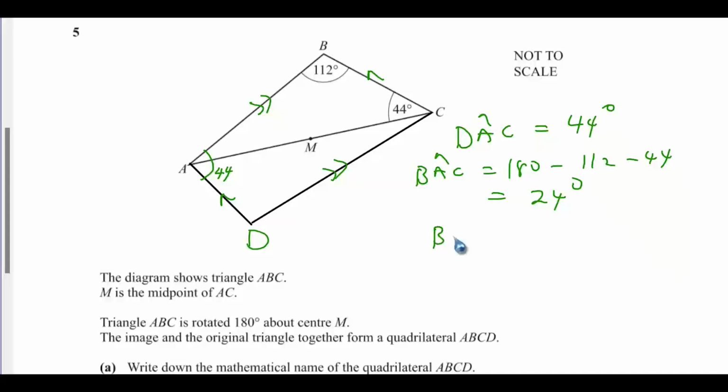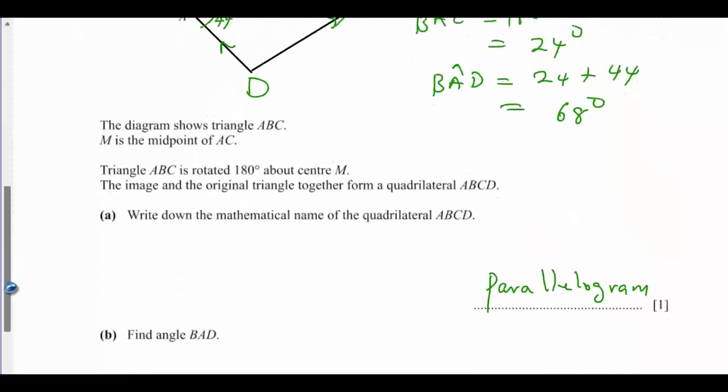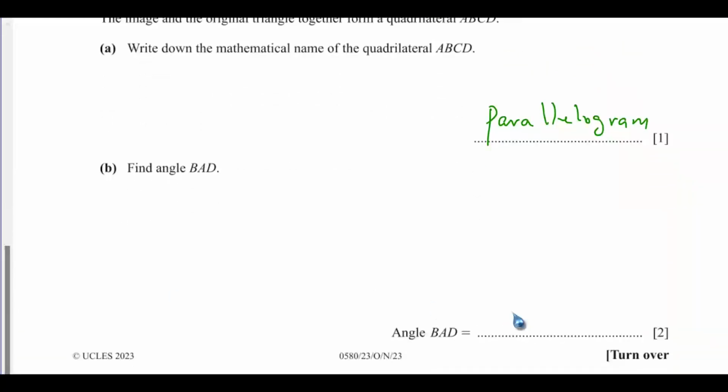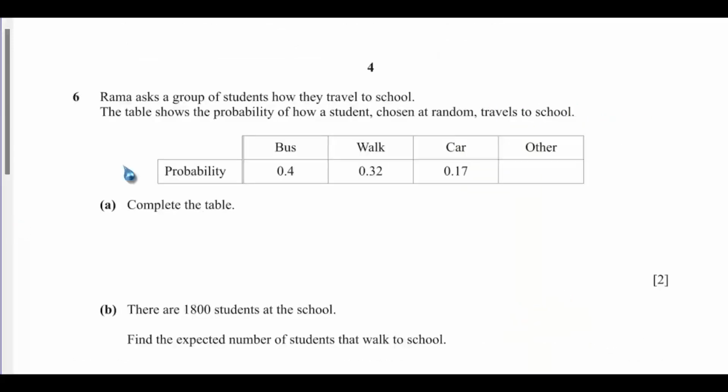So we can get the required angle now. So angle BAD will be equal to 24 plus 44 degrees, and that will be 68 degrees. So the required angle is 68 degrees. So let's go to the next question. That will be question 6.